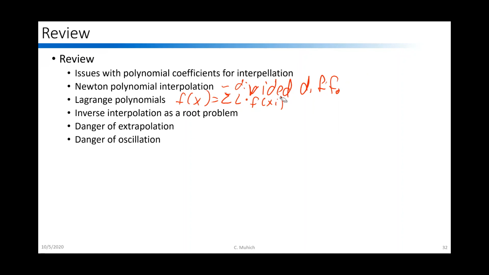We talked about why it's important, when we're doing inverse interpolation, to structure it as a root finding problem in order to minimize extraneous oscillations. And then we talked about how extrapolation can be dangerous, as well as how oscillations are going to occur as we get towards the outside of our data set.